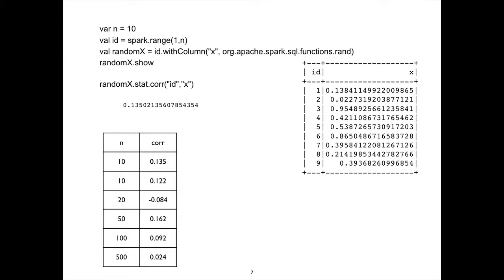And finally, when I get to 500, now it's getting close to 0, right? And that's what you'd expect. It also points out that if your sample size is small enough, your inference is not going to be so great, right?